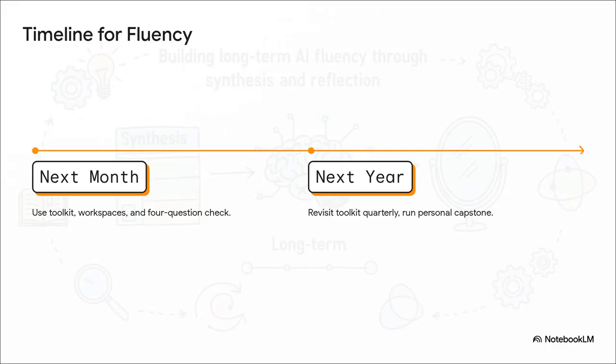Let's turn all this into a concrete game plan. Over the next month, force yourself to actually use your toolkit table. Do real work in your structured workspaces. And over the next year, revisit that toolkit table every single quarter. Run a mini personal capstone every 6 months just to test drive new models. And read the field lightly. Seriously, ignore the daily noise on social media. This timeline guarantees your new skills are going to compound rather than just atrophy.